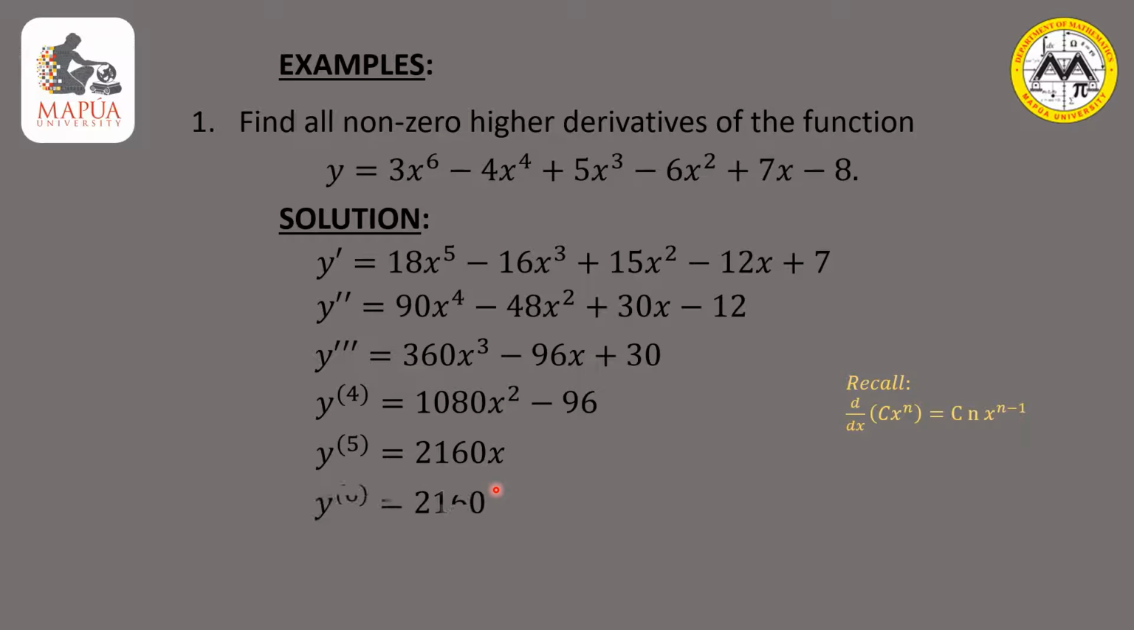2160x. And the sixth derivative, just a constant, equal to 2160. Now, since this is already a constant, and knowing that the derivative of a constant is 0, then the non-zero higher derivatives of this particular function would go only up to the sixth derivative.